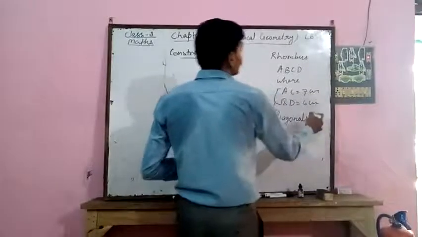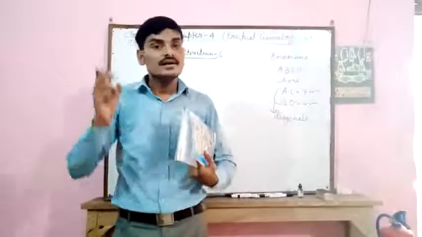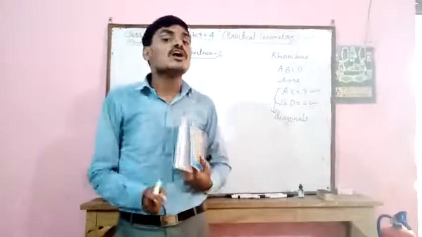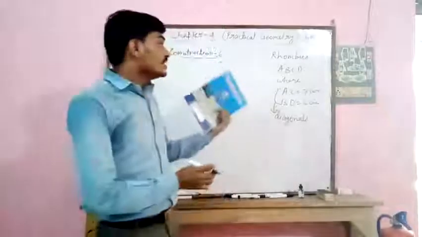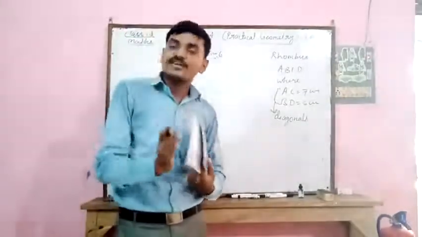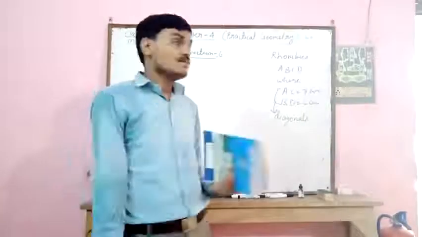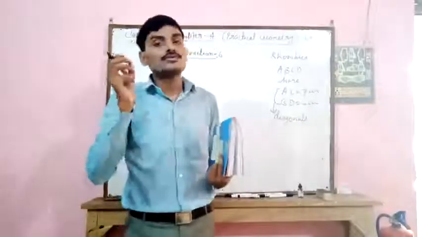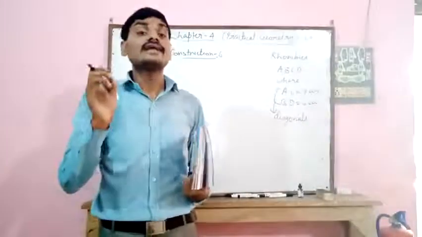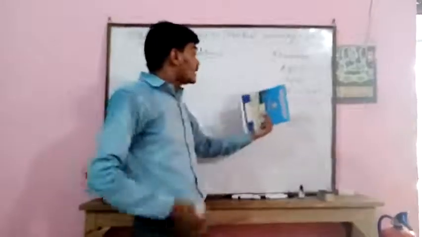So what is a rhombus? A rhombus is a quadrilateral in which all the sides are equal, but it is not necessary that all the internal angles are 90 degree. That is, a square is a special type of rhombus where all the internal angles are 90 degree. But you have to draw only a rhombus, so there is no need to draw the internal angle as 90 degree. And here AC and BD are the diagonals.